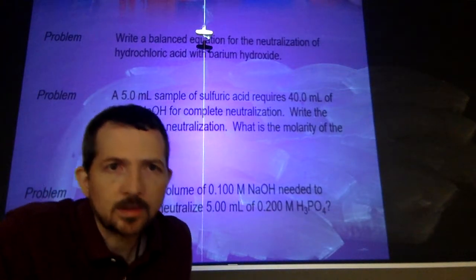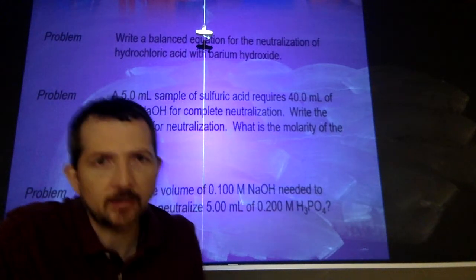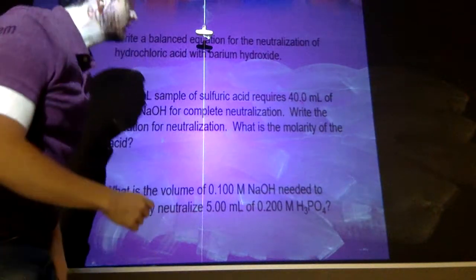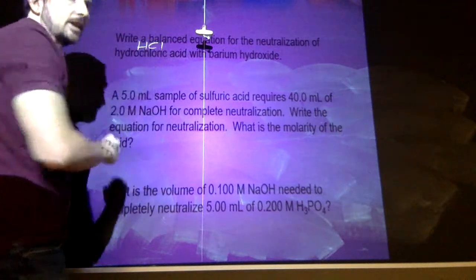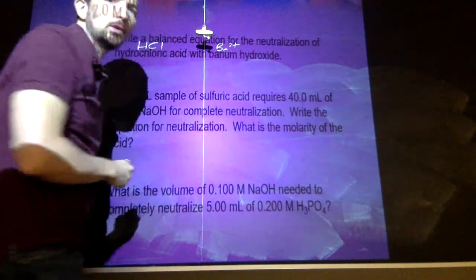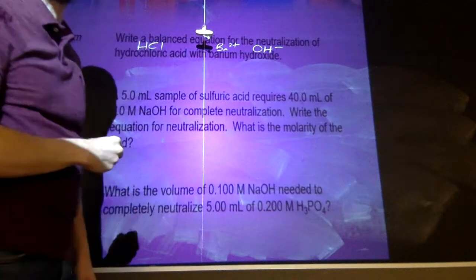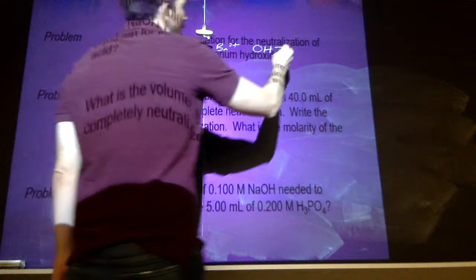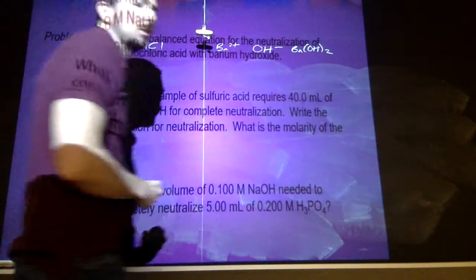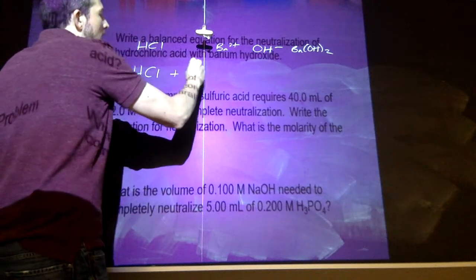So let's look at some different questions. This first one says, write a balanced equation for the neutralization of hydrochloric acid with barium hydroxide. So first you need to know what hydrochloric acid is. So hydrochloric acid, just HCl. Barium hydroxide, barium is group 2, so it forms 2+ ions. Hydroxide, just kind of some memorizing those polyatomic ions, it's OH minus. So I need 2 hydroxides to balance out the barium. So it'd be Ba(OH)2.